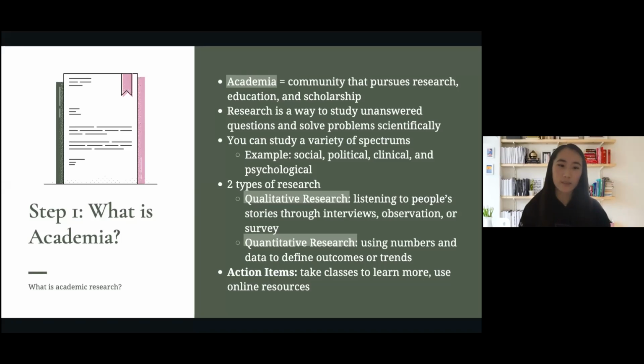And the action item for this step one is to take classes to learn more. For my experience, I didn't know a lot about what research actually involves, but I took a lot of courses. I am part of the psychology honors program to learn more about research methods. And there's also a lot of online resources that you can use as well. Next slide, please.